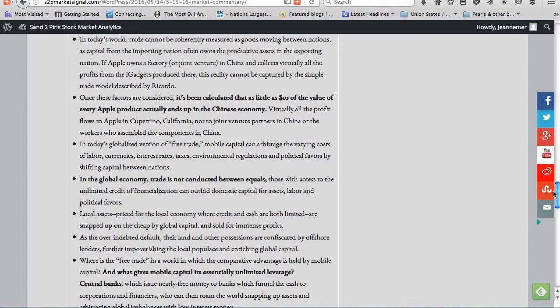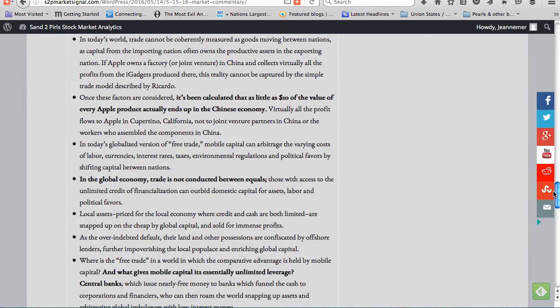Once these factors are considered, it's been calculated that as little as $10 of the value of every Apple product actually ends up in the Chinese economy. Virtually all the profit flows to Apple in Cupertino, California, not to joint venture partners in China or the workers who assembled the components in China.